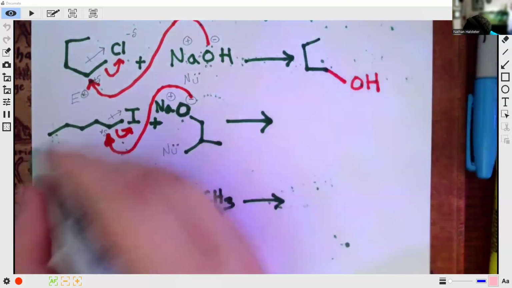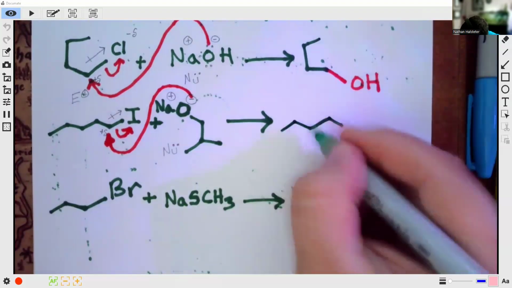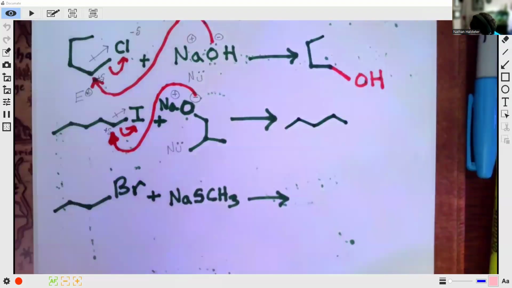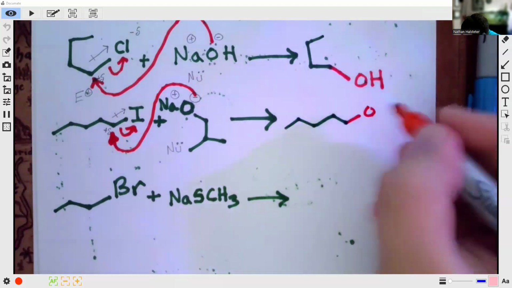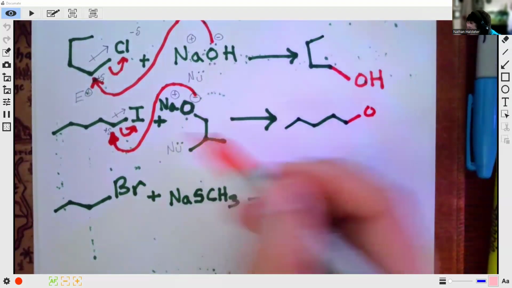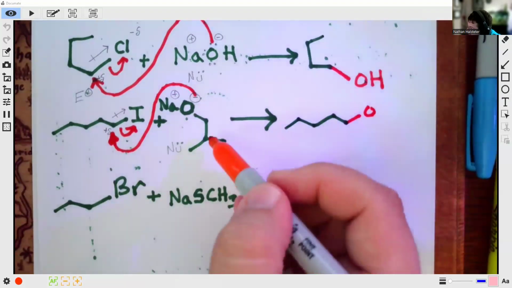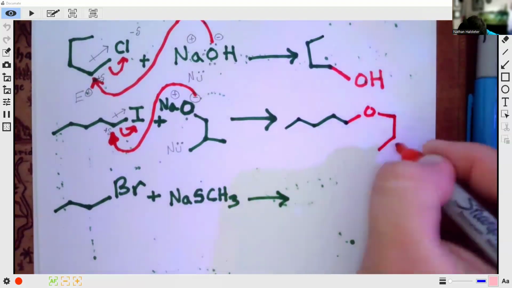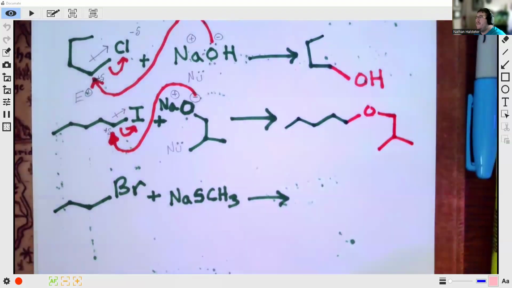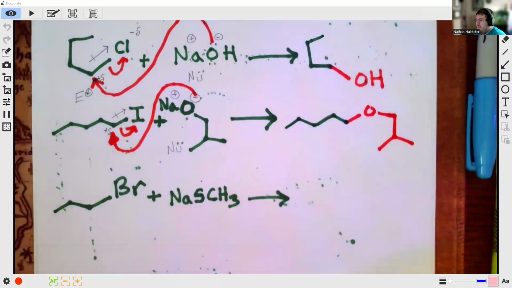Our product has 1, 2, 3, 4, 5 carbons. And then we formed a new bond to this oxygen. Did we break any bonds off of this oxygen? No. Everything else comes along for the ride, so we still have a CH2, a CH, and 2 methyls. So our product would look something like that. I'll talk about our last one.